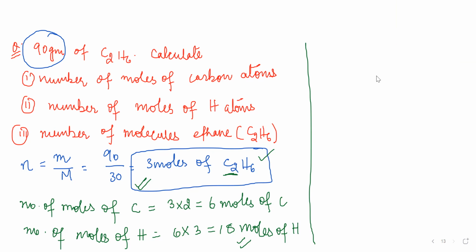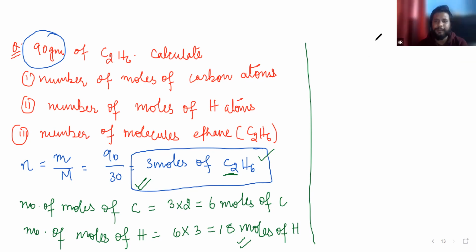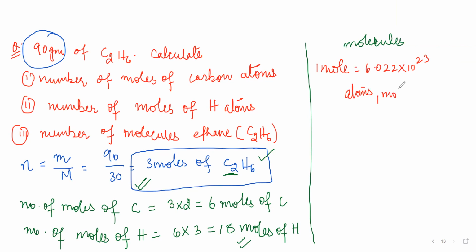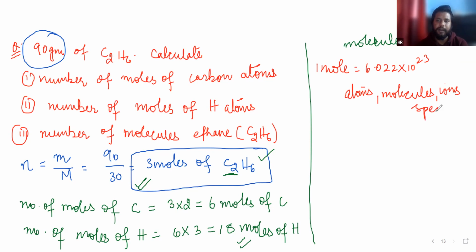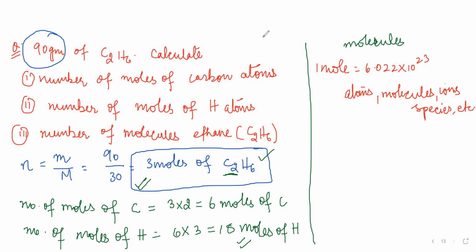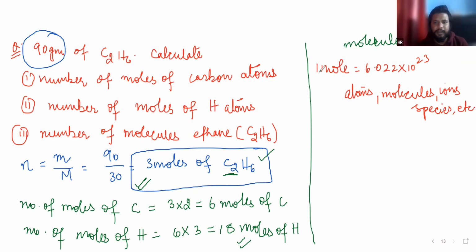Yes, sir. Okay, now come to the point, molecules. Do you remember when I wrote 1 mole equals 6.022 into 10 raised to the power 23? I wrote atoms, molecules, ions, species, etc. We have to multiply into 3, sir. Exactly. In 1 mole, this many atoms, molecules, ions, or species are present, electron, proton, whatever it is.